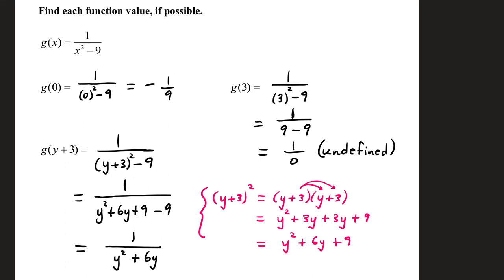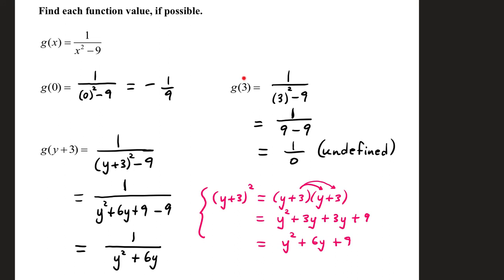Find each function value if possible. We're going to switch over to function g of x, and we're going to define it as 1 divided by the input squared minus 9. If our input is 0, that's 1 over 0 squared minus 9. That gives us negative 9 in the denominator. Overall, this is a negative 1/9 value. Our input's 0, our output is negative 1/9.